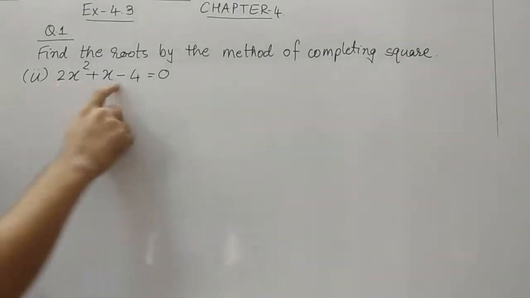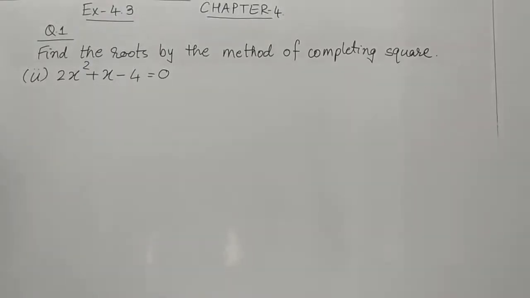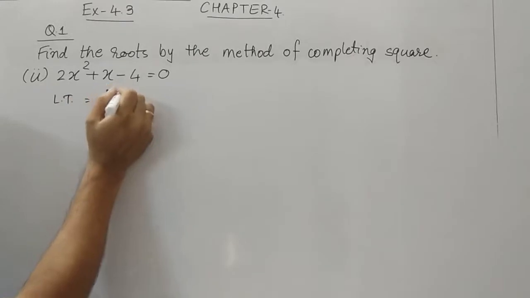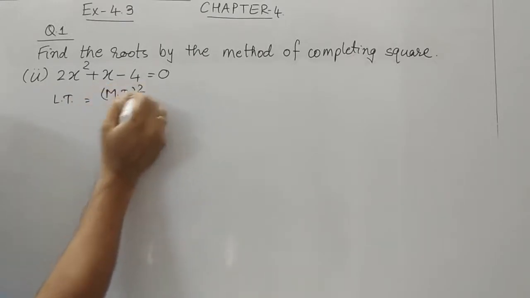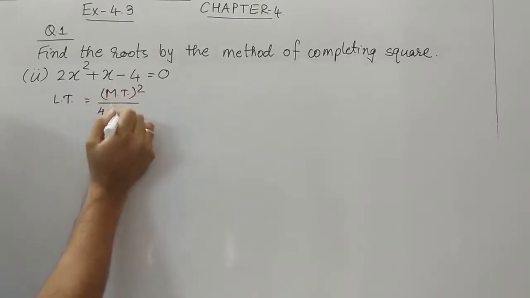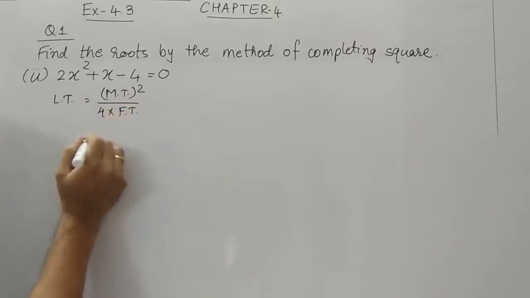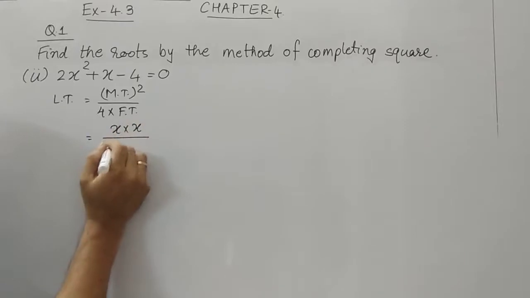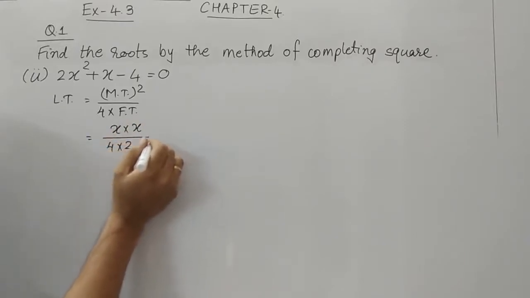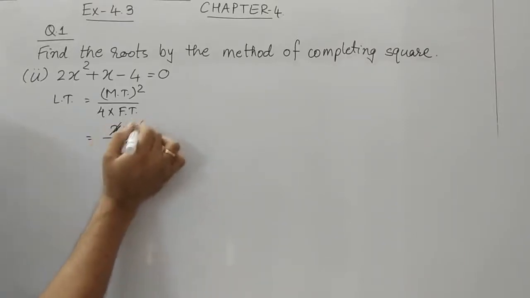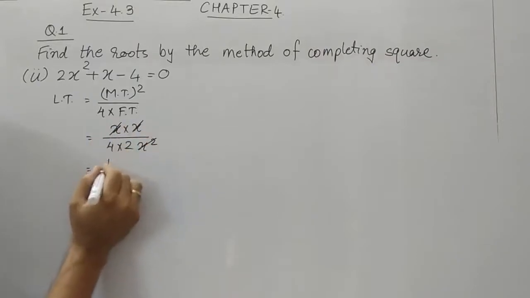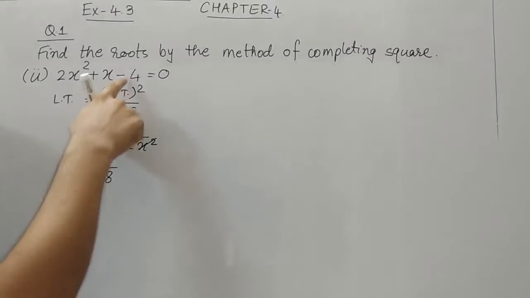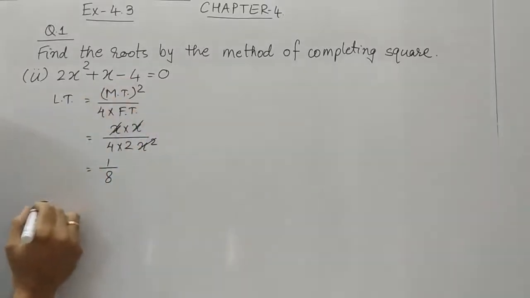It is 2x square plus x minus 4. Again, let's find out the last term. So the formula is middle term the whole square upon 4 into first term. Middle term is x, so it should be written 2 times. And 4 into first term, that is 2x square. So x will cut. So what we obtain is 1 upon 8. So now this could be the last term to make this a perfect square trinomial.